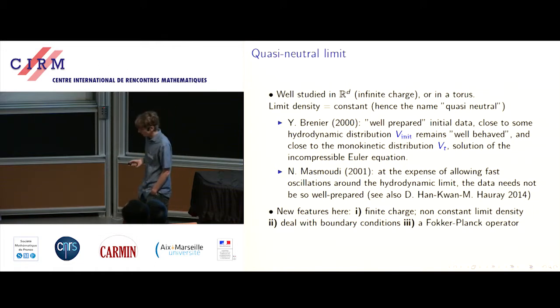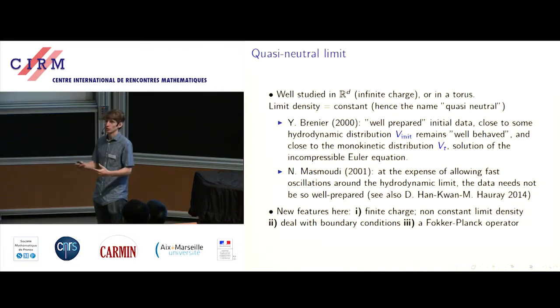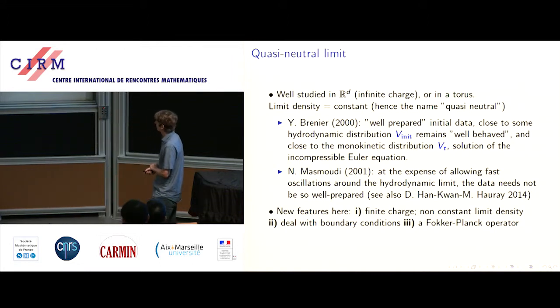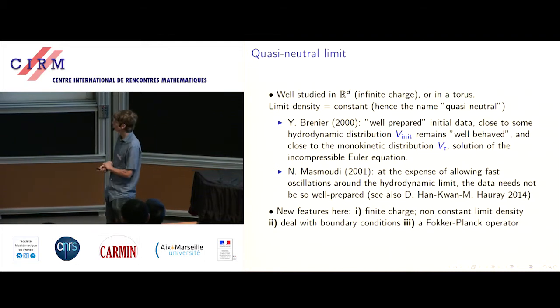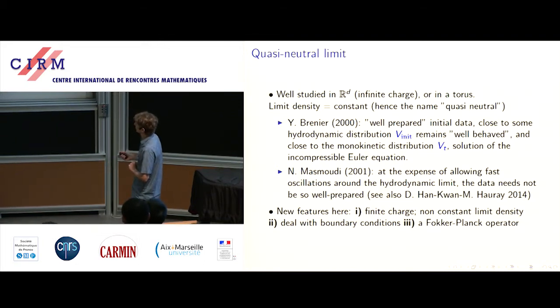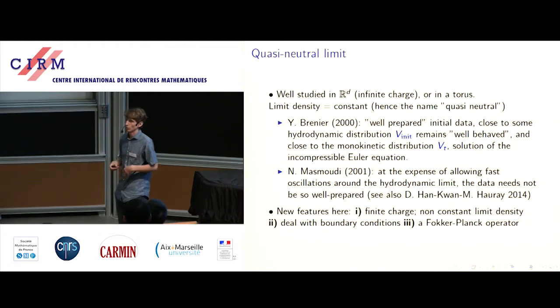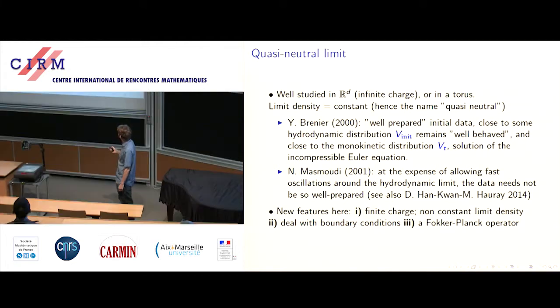And so in 2000, Julien Barré proved that if you start with well-prepared initial data, and I will go back later on to what it means to be well-prepared. One thing is that it should be close to some monokinetic velocity distribution. If the initial data is close to this, then it remains close to this in time, and the velocity to which the f is close solves an incompressible Euler equation.